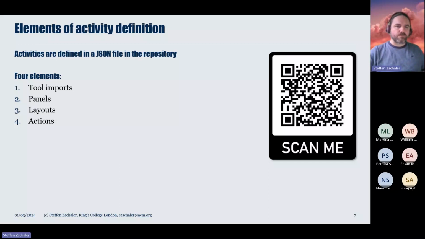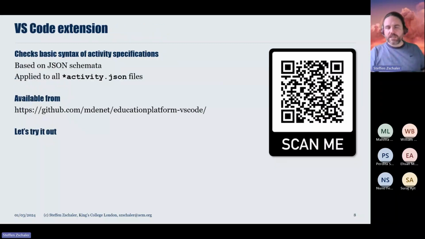Okay, now let's actually. Oh no! So yes, in order to make your life a little easier, there's a VS Code extension which provides a little bit of basic sort of code completion and a little bit of syntax checking. Basically, what it does is the activity specification is given as a JSON file, and there's a schema for that JSON file, and the VS Code extension makes sure that whatever you write is sort of checked against the JSON file. So it's not perfect.